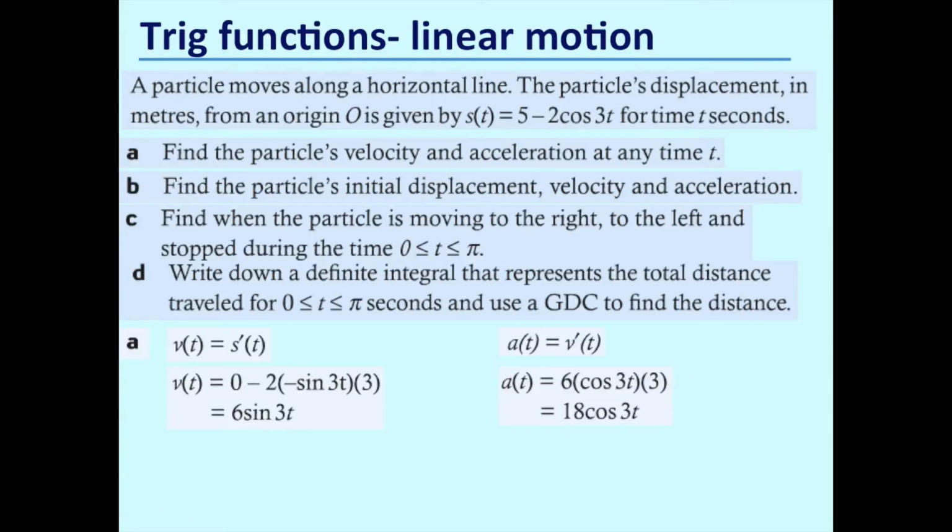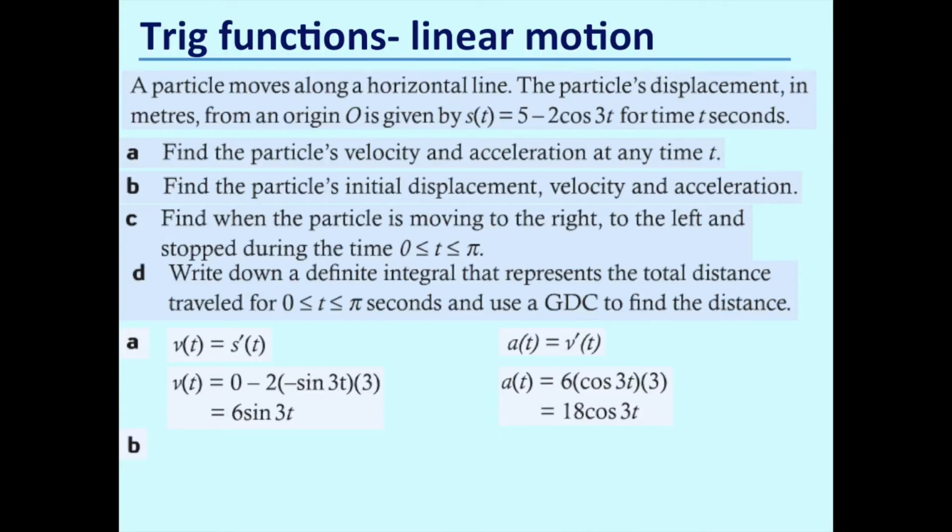The acceleration is going to be therefore the derivative of the velocity. So if we said the velocity is 6 sine 3t, then again we are going to, in the first instance, differentiate the sine to give us cosine 3t, and then multiply by the derivative of this, which is just 3, and multiply by the constant in the front, and that gives us 18 cos 3t.